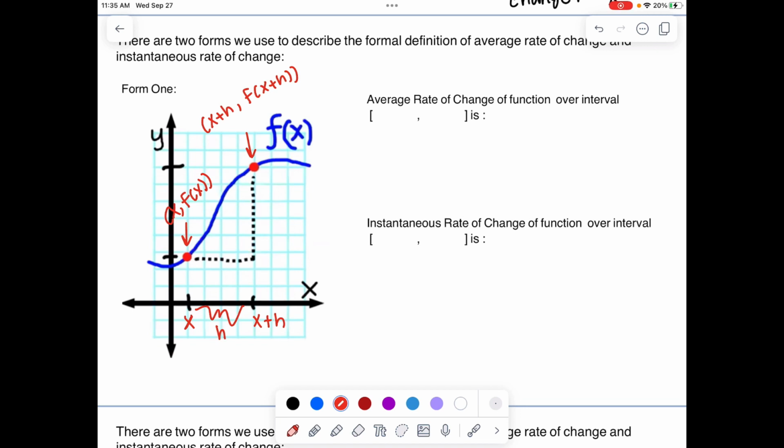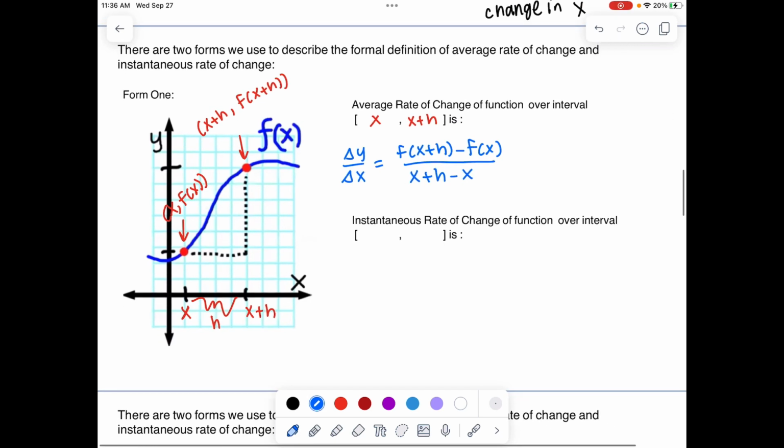So if we were to find the average rate of change over this interval, from x to x plus h, so if you were trying to find the slope of this line right here, we're still doing the change in y over the change in x, but with this notation, the change in y would be represented as f of x plus h minus f of x, and the change in x would be x plus h minus x.